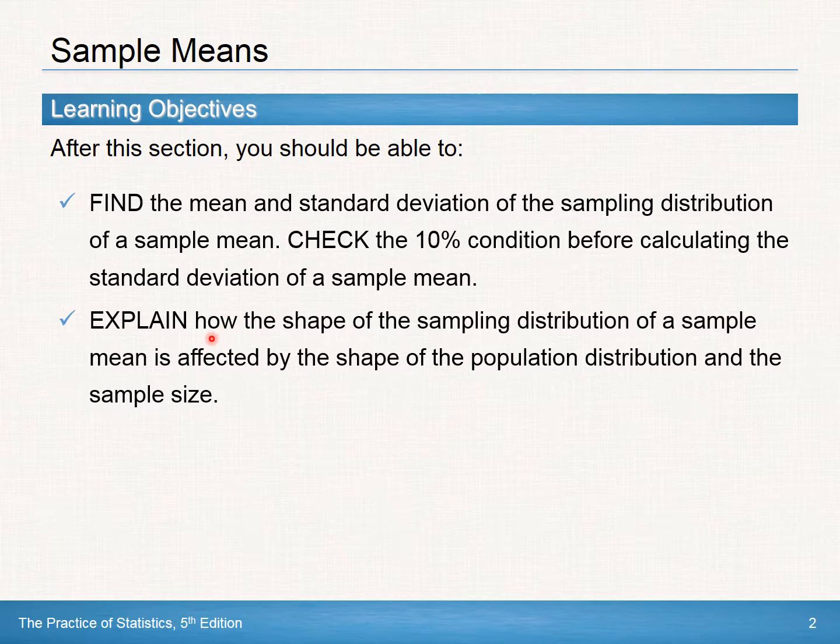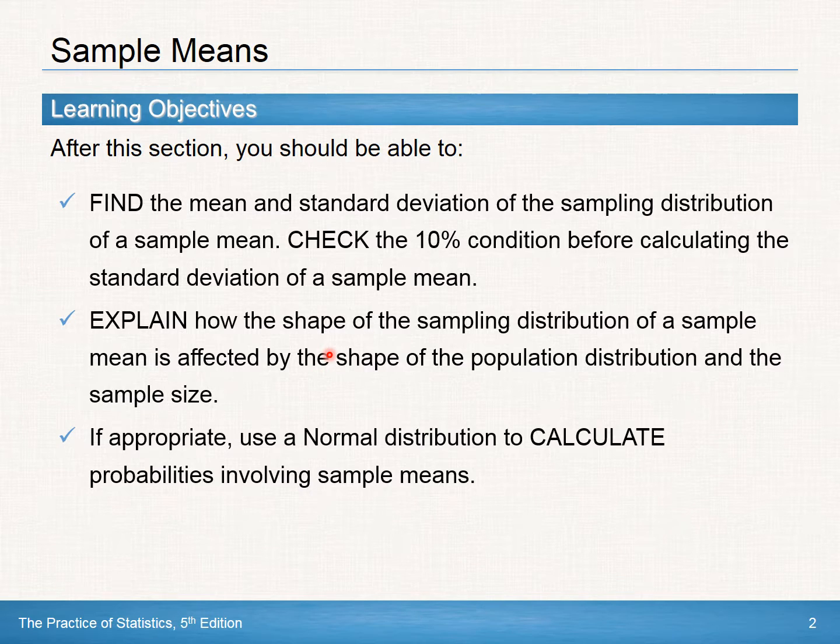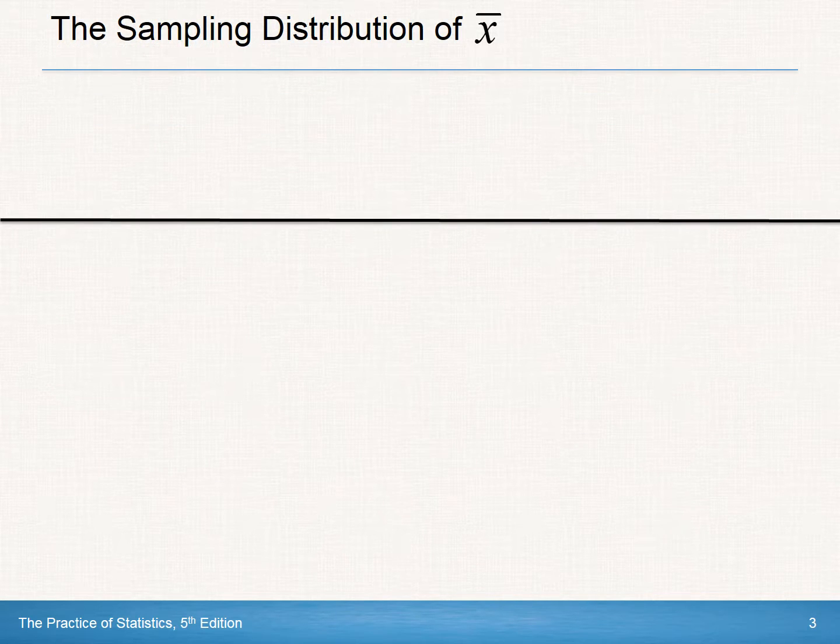We're going to explain how the shape of a sampling distribution of a sample mean is affected by the shape of the population distribution and the sample size. If appropriate, we're going to use normal calculations to calculate probabilities involving sample means. All right, so sort of the same process that we did in the last section. Just take a minute and do a quick refresher of the sampling distribution of X bar.